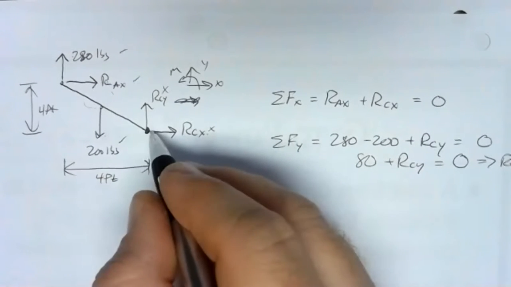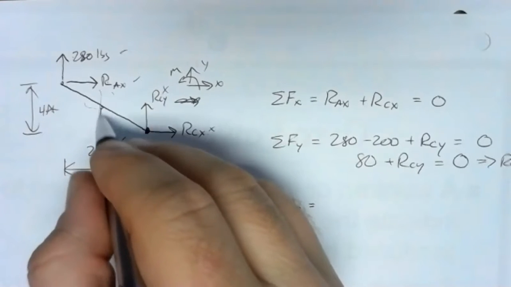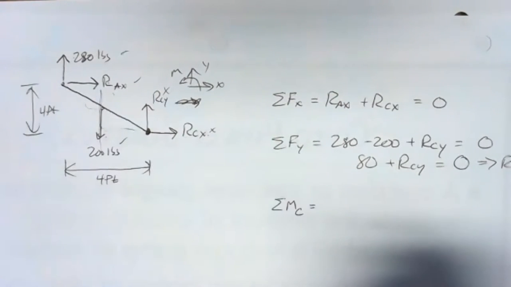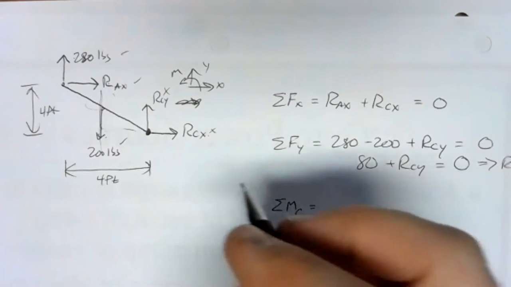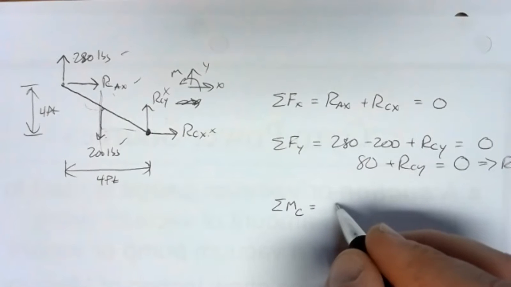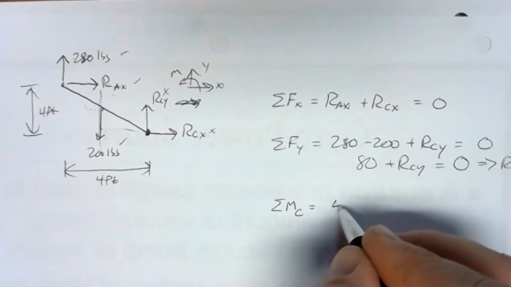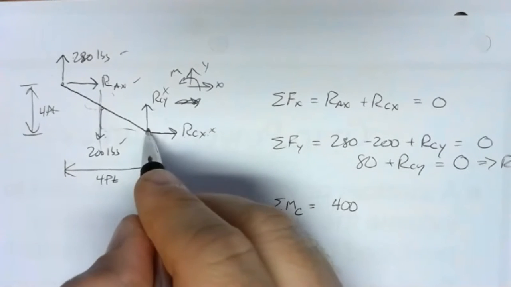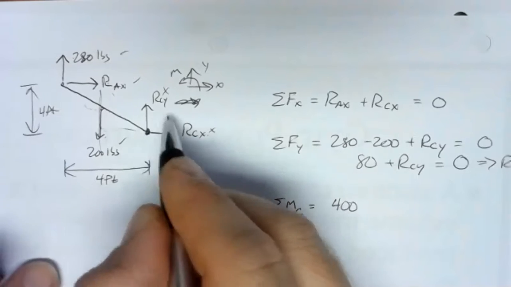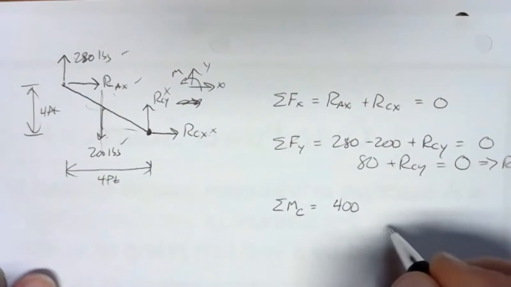So 200 pounds, that's 2 feet away. The line of action here is 2 feet away from point C. So 2 times 200, that's 400. Pivoting at C, pulling down, that would be a counterclockwise moment, so it's positive.